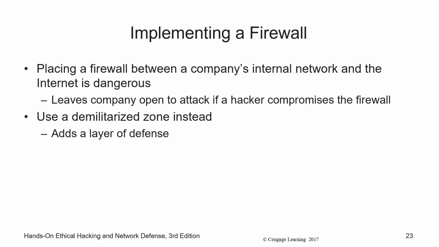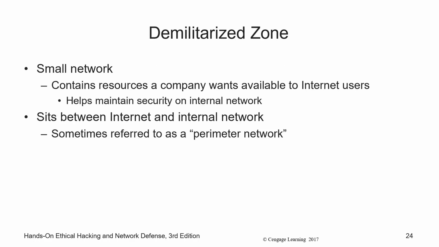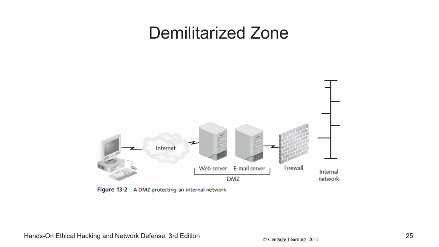So when we talk about defense in depth, using a DMZ or a demilitarized zone is another layer of defense. Essentially, it's a small network that has resources that a company wants available to internet users, but it blocks out everything else in the network. It sits on its own little island, but it sits also between the internet and the internal network. So you can think of it as sitting on the perimeter. So here's an example of where a DMZ would sit.